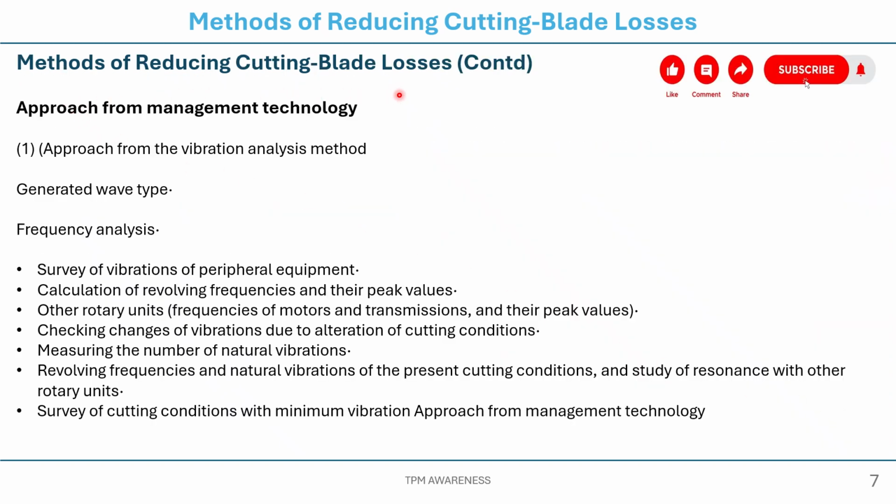Methods of reducing cutting blade losses, that is approach from top management technology like generated wave type, frequency analysis, survey of vibration of peripheral equipment, calculation of revolving frequencies and their peak values, other rotary units, checking changes of vibration due to alteration of cutting condition, measuring the number of natural vibrations, revolving frequencies and natural vibration of the present cutting condition, and the study of resonance with other rotary units, survey of cutting condition with minimum vibration, approach from management technology.